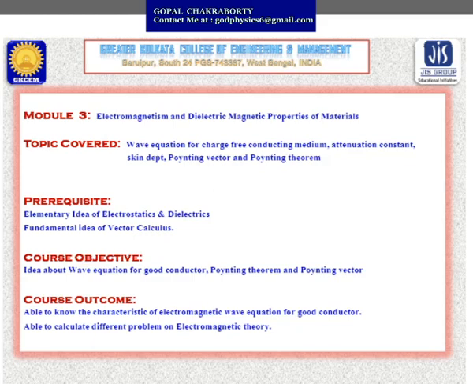Course objectives are idea about wave equation for good conductor, Poynting theorem and Poynting vector. After the completion of this course, students will be able to know the characteristic of electromagnetic wave equation for good conductor. They will also be able to calculate different problems on electromagnetic theory. So these are the corresponding outcomes of this course.